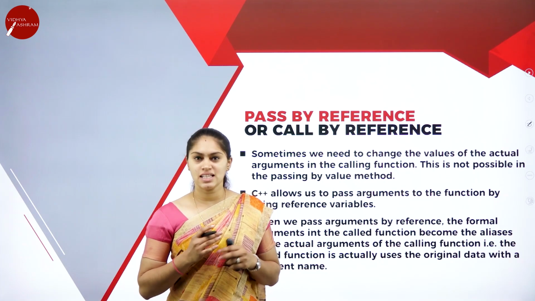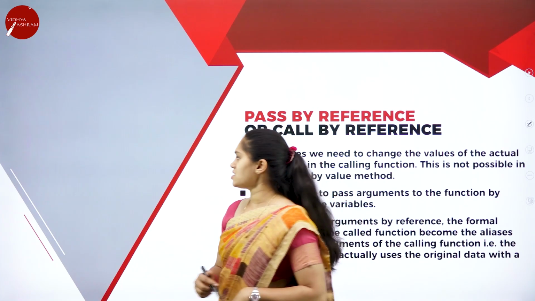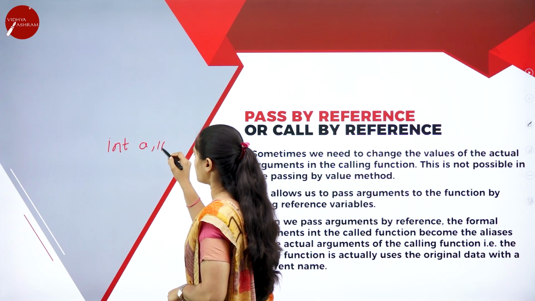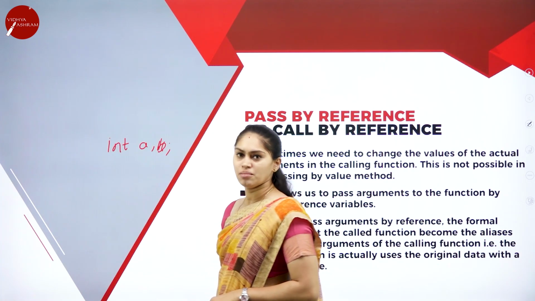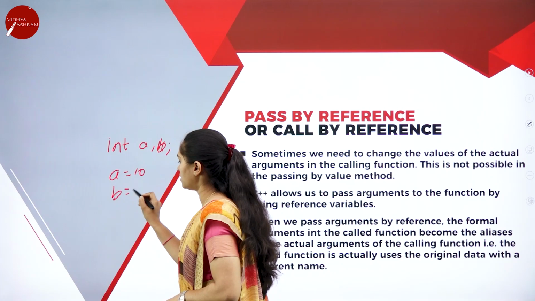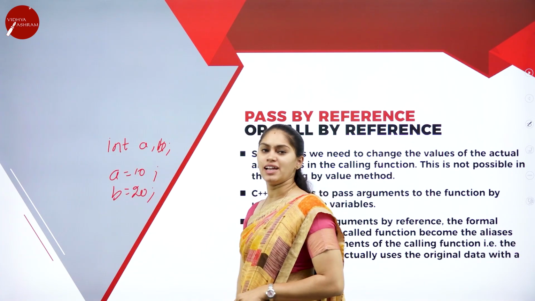So here in C++, for references, that is address. Just understand when I am declaring int a, b, here a is 10 and b value will be 20. This is the value of a and this is the value of b.